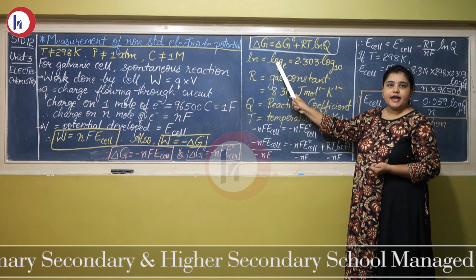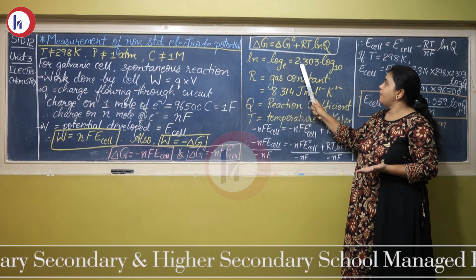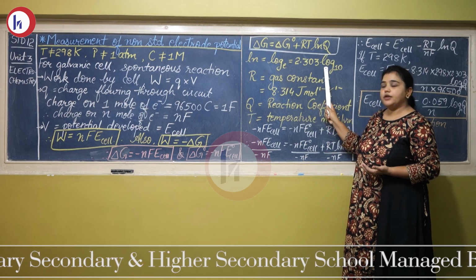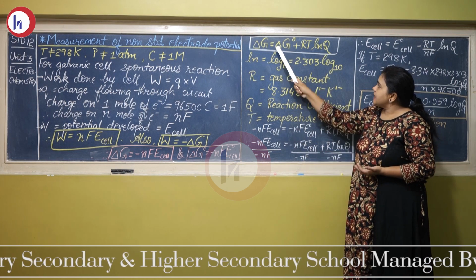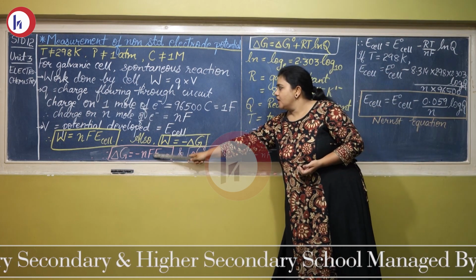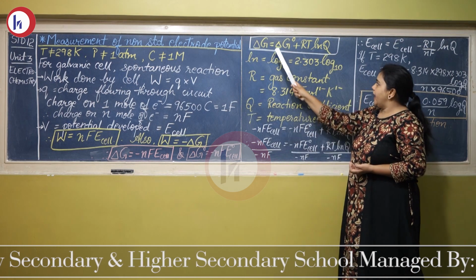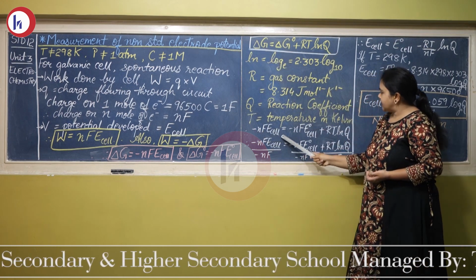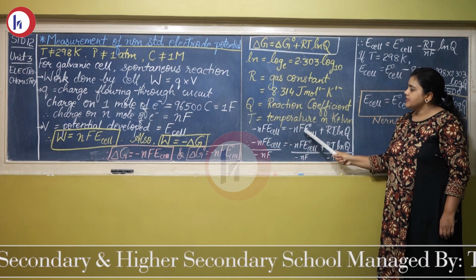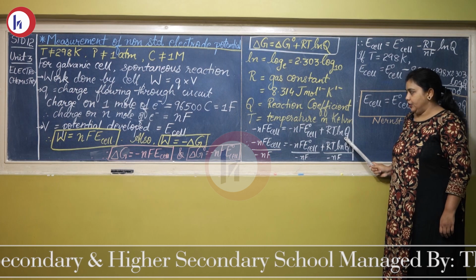Natural log, which is log to the base e, can be written in the form of 2.303 log to the base 10. Now, substituting the equations of E cell and E naught cell for delta G and delta G naught, which we derived, we can write this equation as minus nF E cell equals minus nF E naught cell plus RT ln Q.